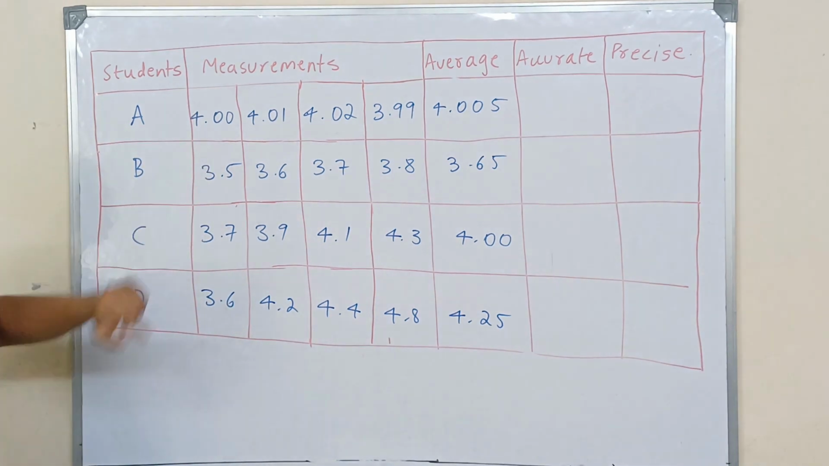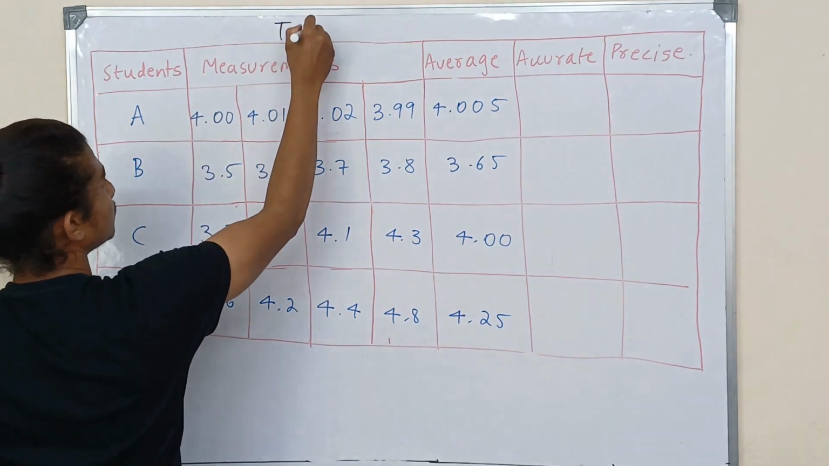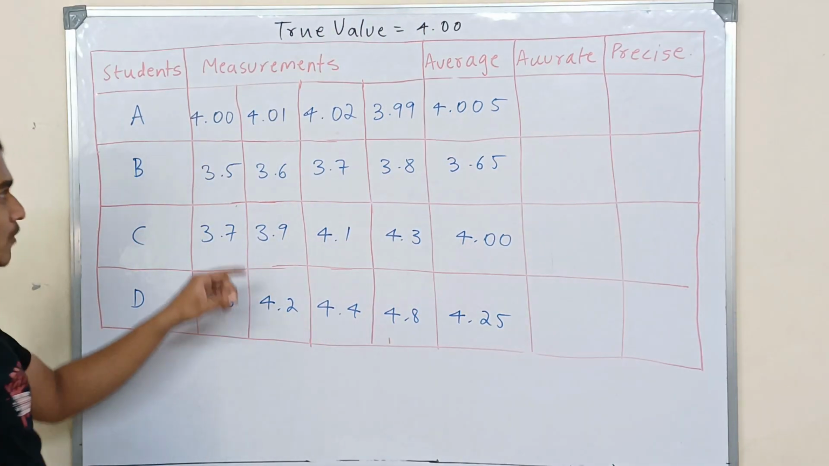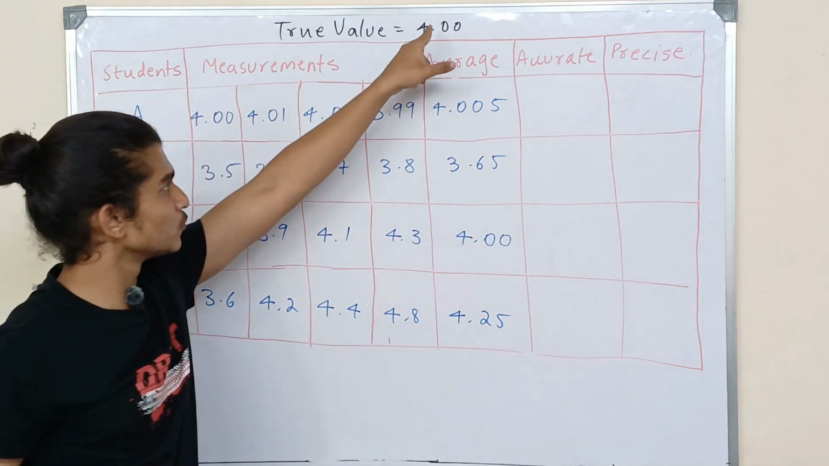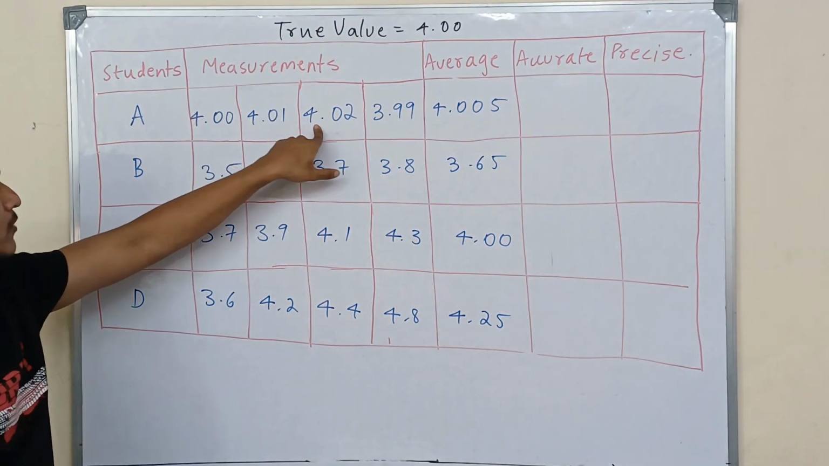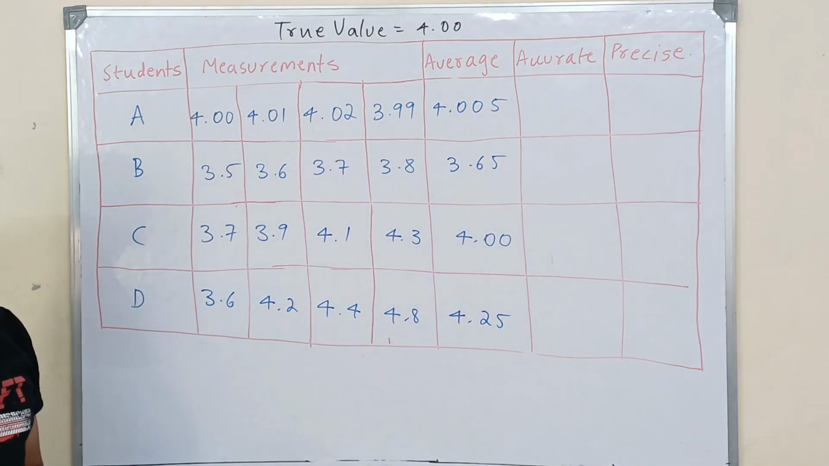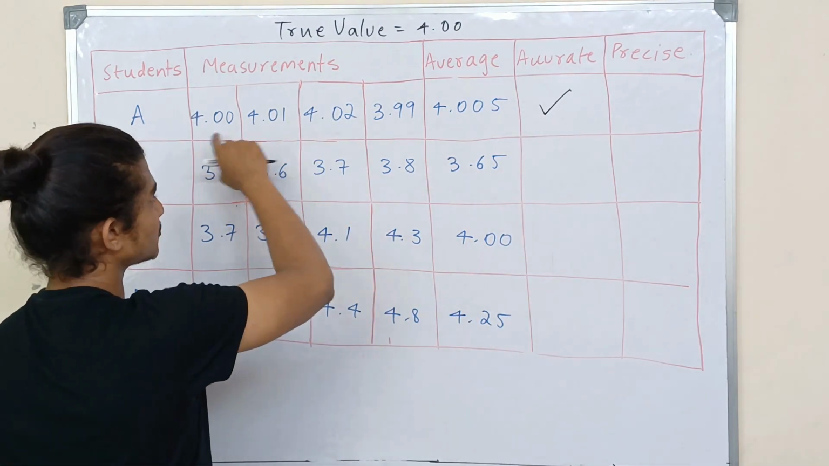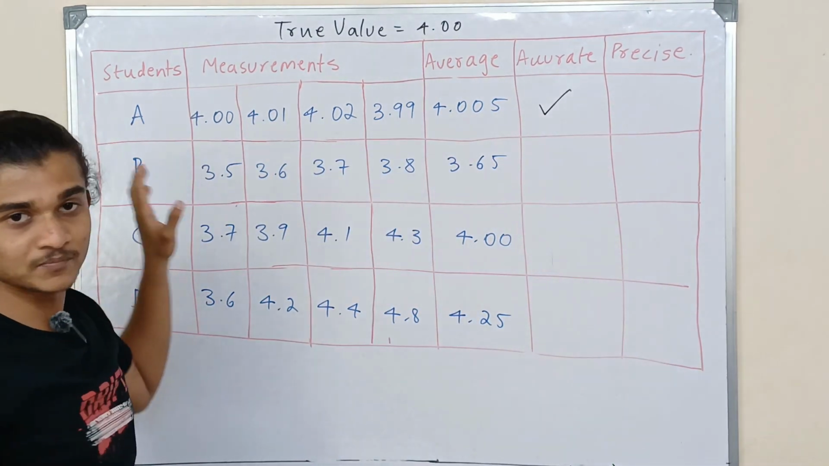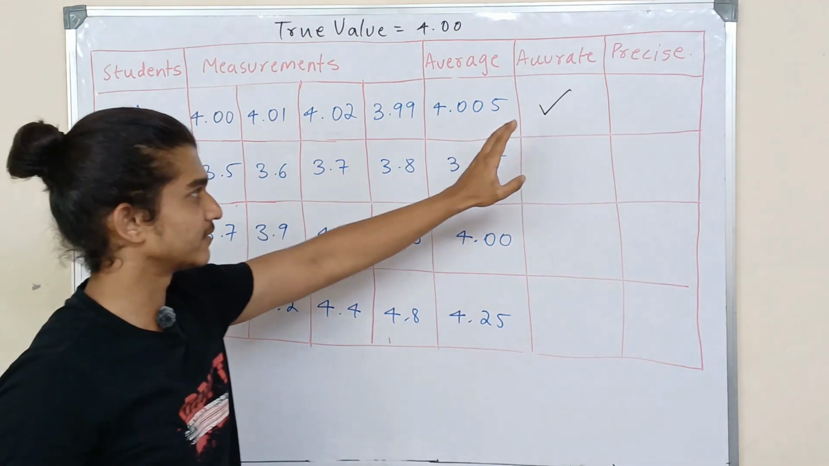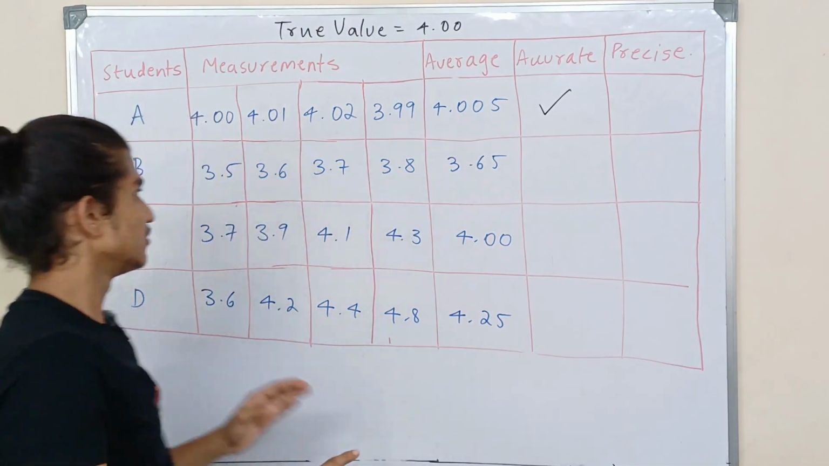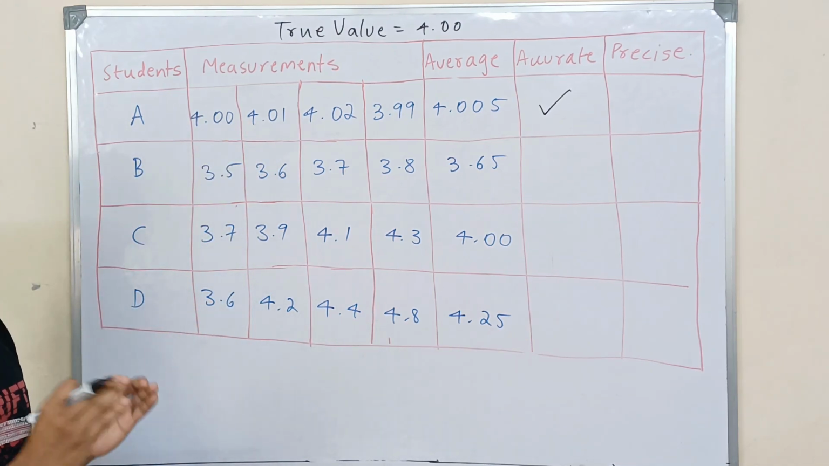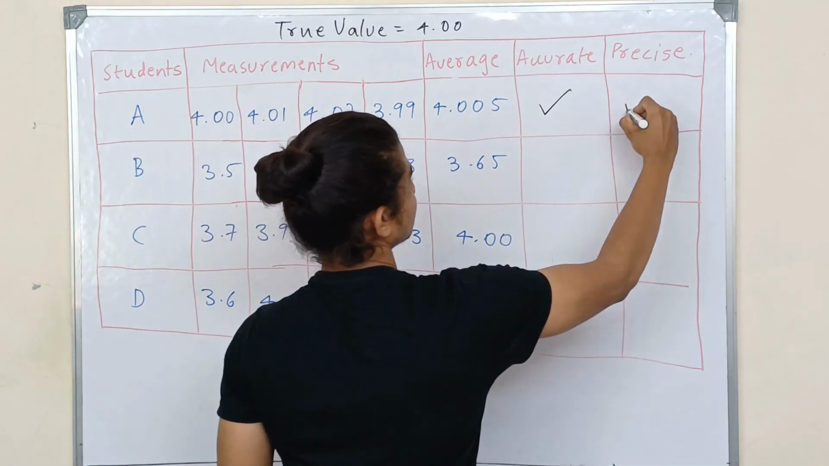In the first one, I'm going to write the true value, which is 4.00. As you can see, the outcomes obtained by student A are very close to the true value: 4.00, 4.01, 4.02, 3.99. So I can say the given data are accurate. Also, the average of this data is very close to 4. So I can conclude that the data obtained from A is accurate. Now let us see whether it is precise or not. Precision is basically how close the values are to each other. You can see the values are extremely close to each other, so we can also say that the given data is precise.